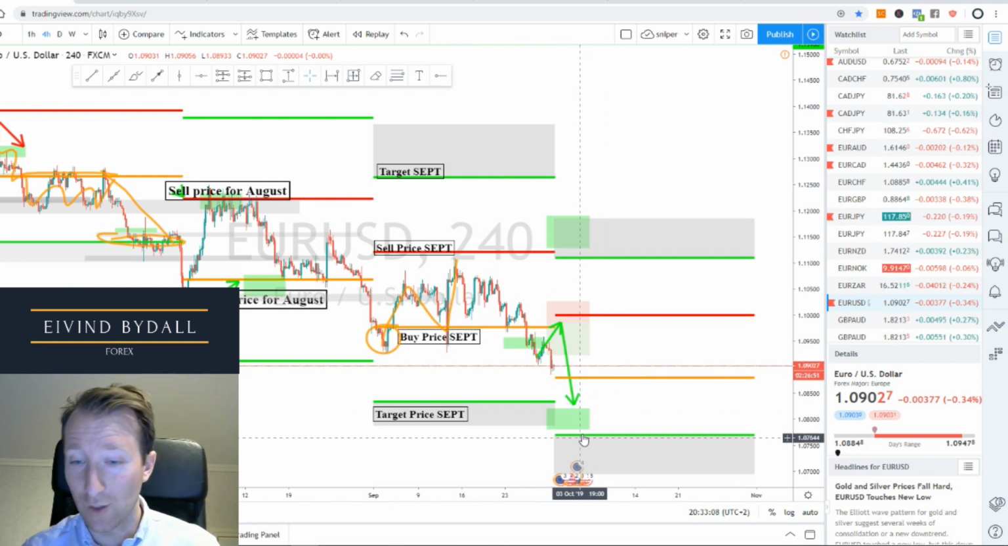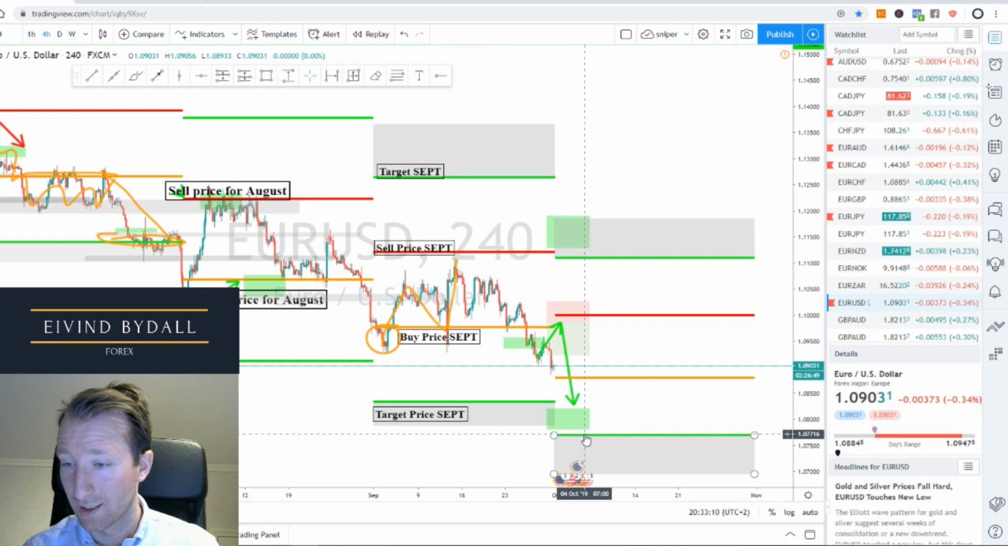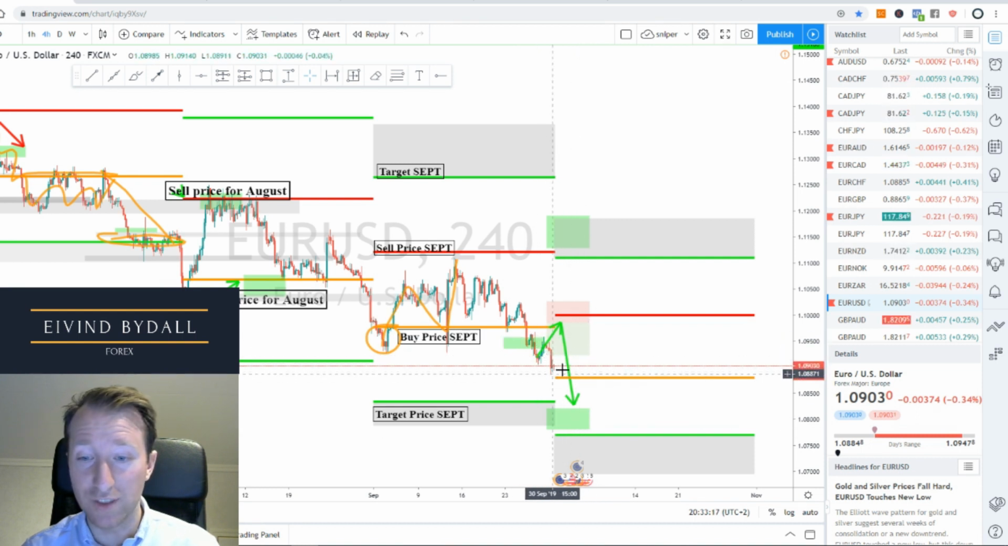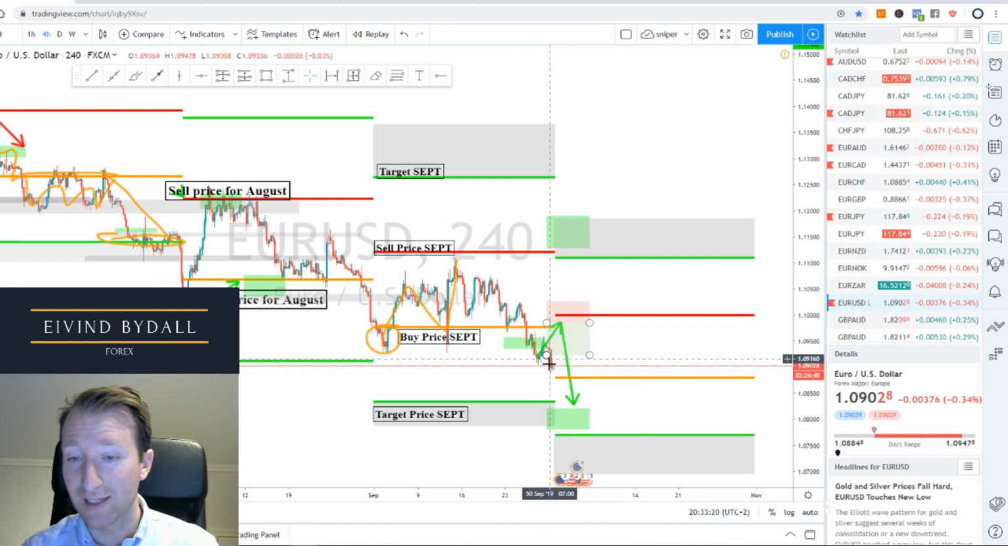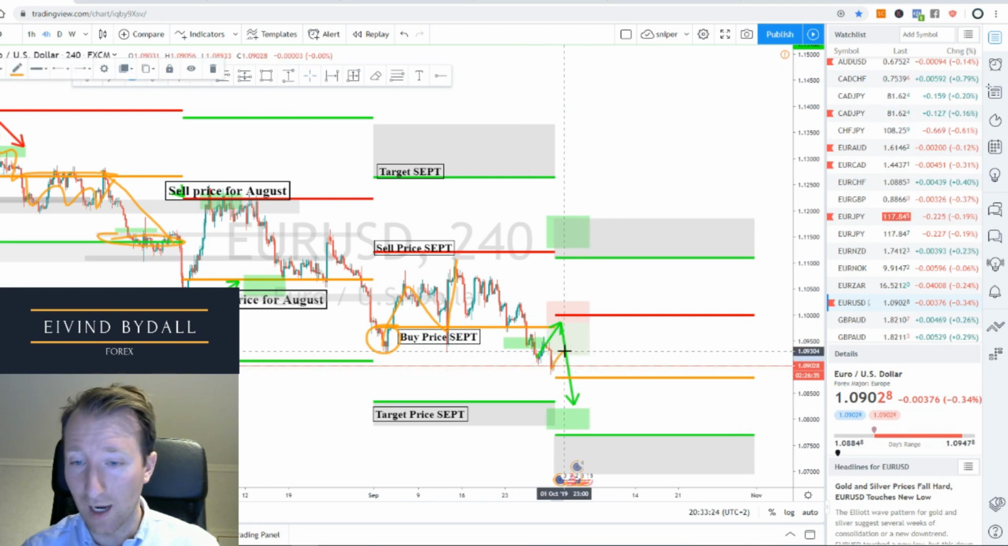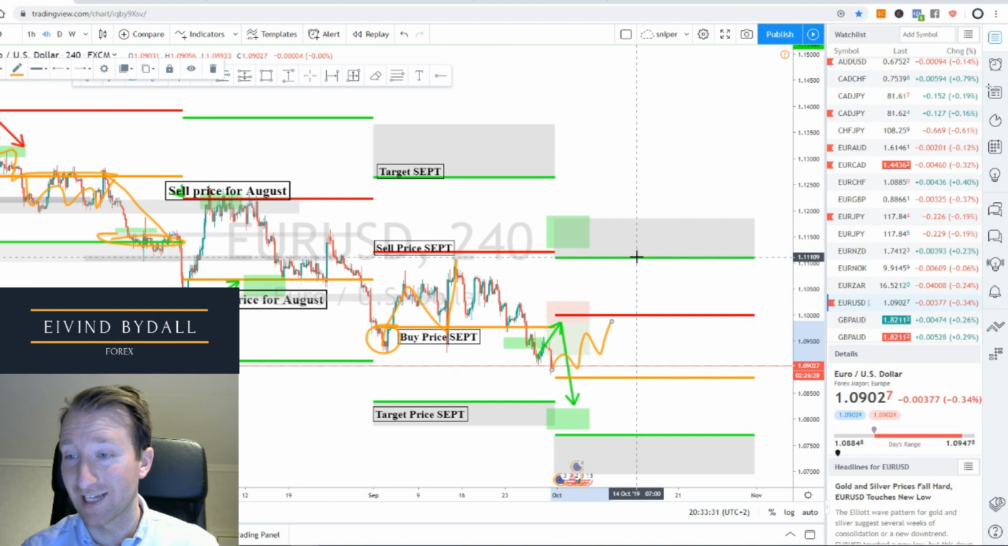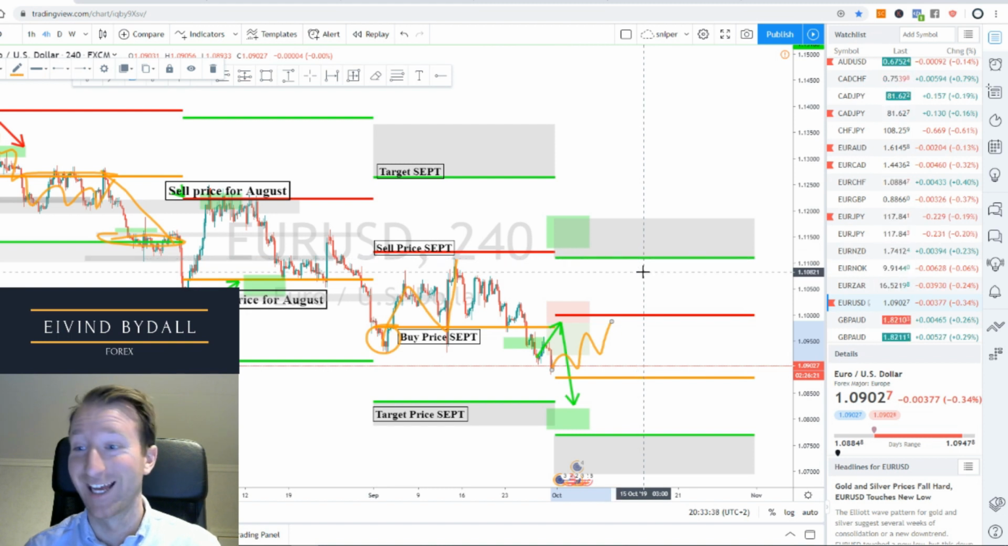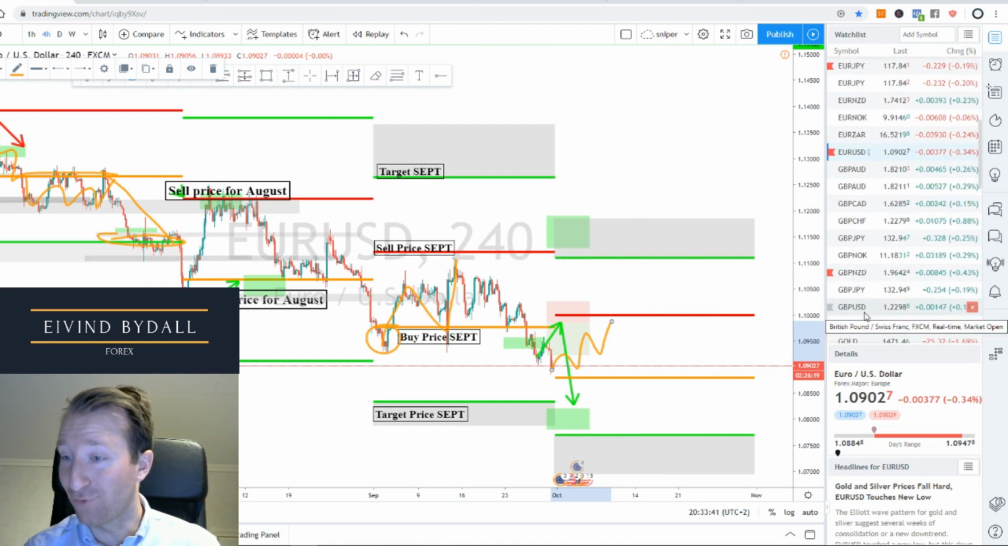Okay? So, as a seller, your target is 1.077. Okay? As a buyer, if this turns around now, makes a reversal pattern, higher high, higher low, all the way, your target is actually 1.110. I find that remarkable.